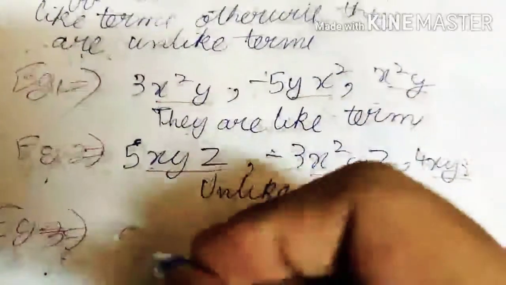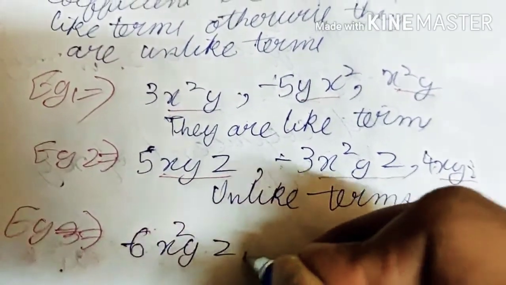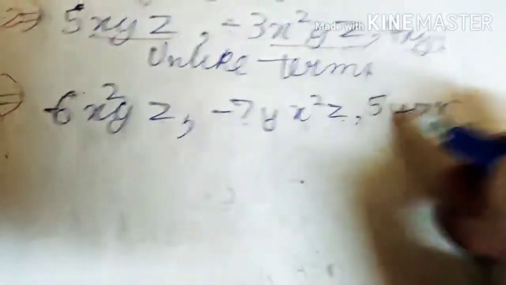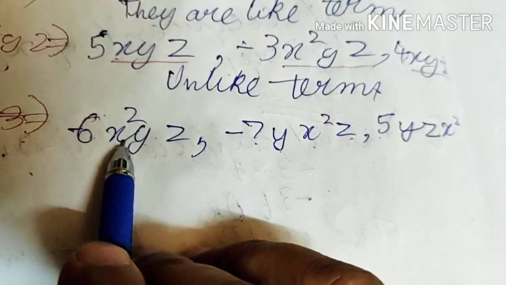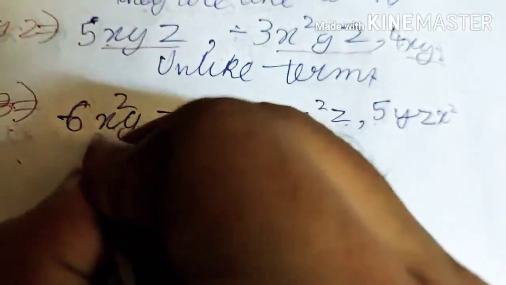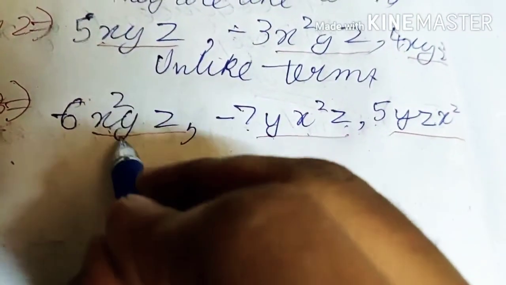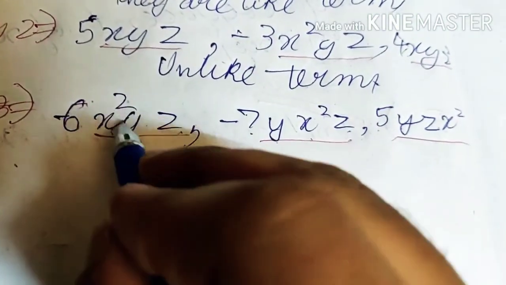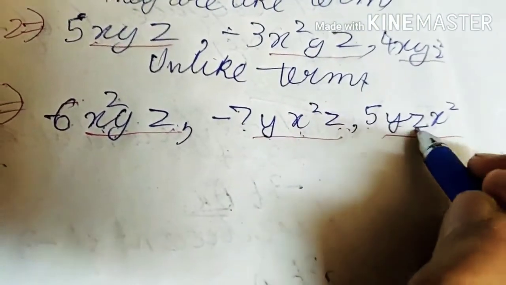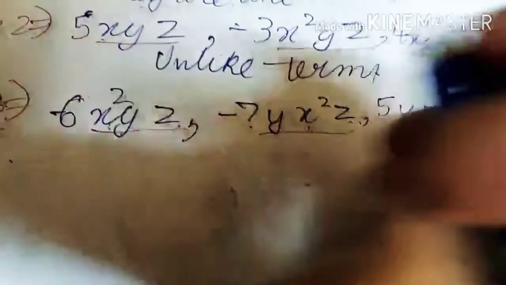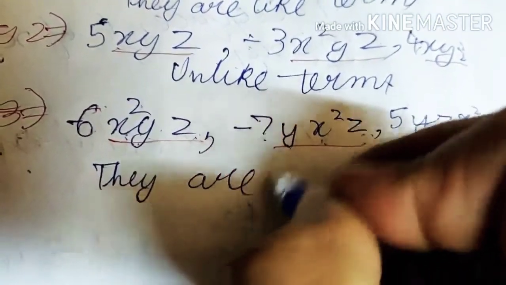Taking one more example, say minus 6 x square yz, minus 7 y x square z and 5 yz x square. If we see here, it has 2 times x. We have to just see this variable part, we don't have to see the numeric part here. x square yz, here it is 2 times x and 1 y and 1 z, all have the same variables, so they are like terms.